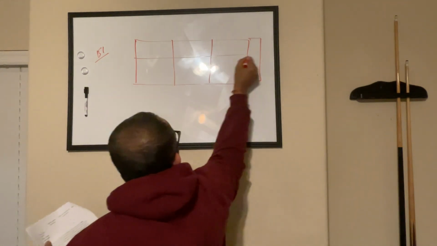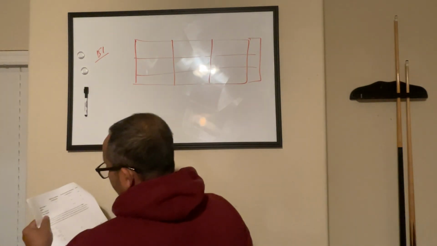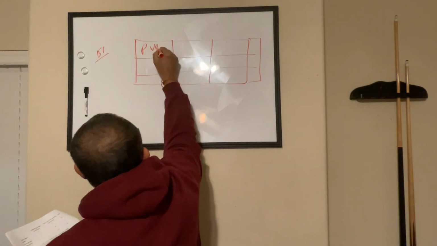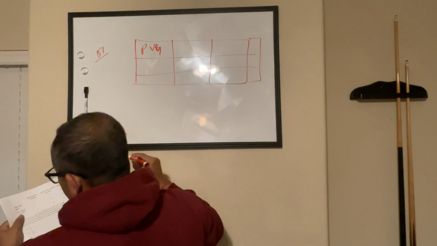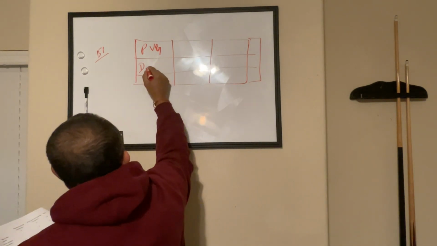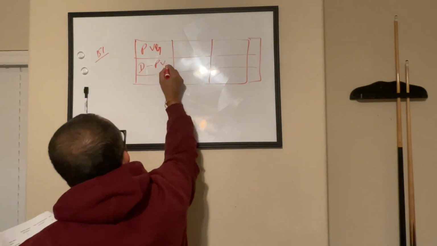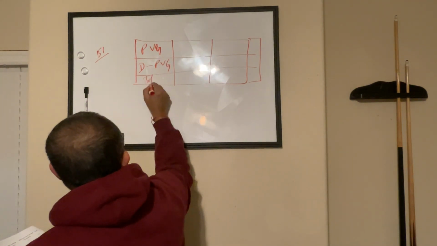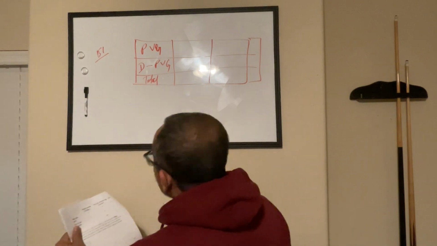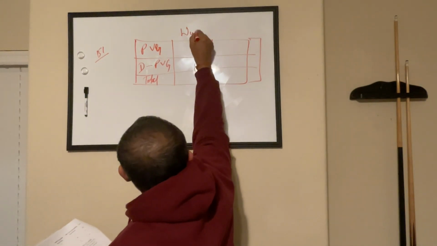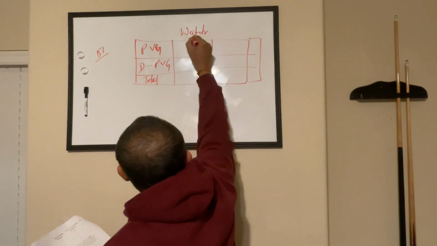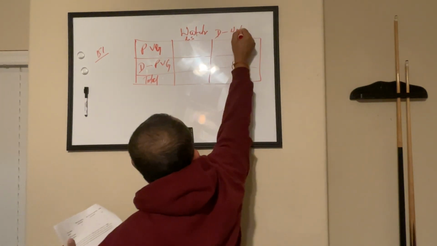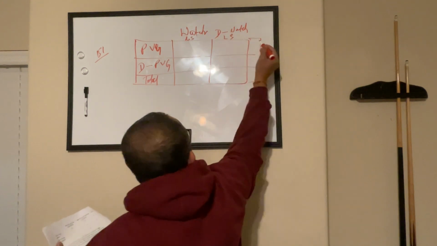And again, this table says plays video games. I'll say play VG. Okay, and then does not play video games. Okay, and this is total. People watching live stream. Watch live stream. Do not watch live stream. Okay, and this is the total.